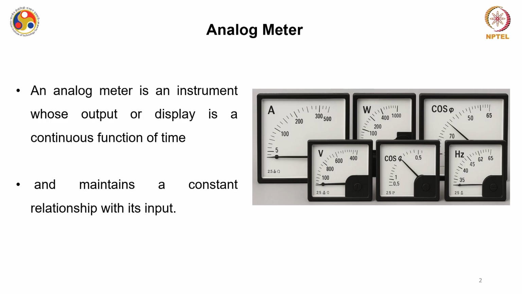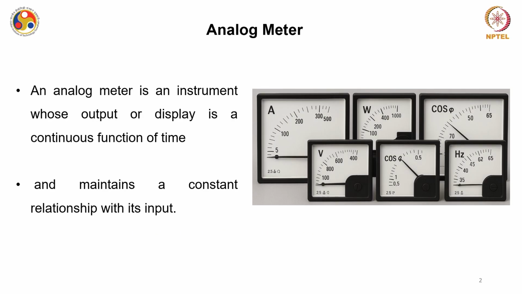of time. So, the output, say if it is in the form of current, for example, will be continuous in the time domain. And the output maintains a constant relationship with its input. When I say constant relationship, it does not naturally mean a linear relationship. It may be linear, it may be non-linear, whatever.